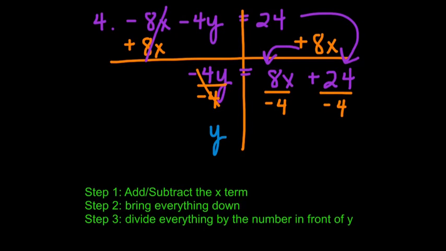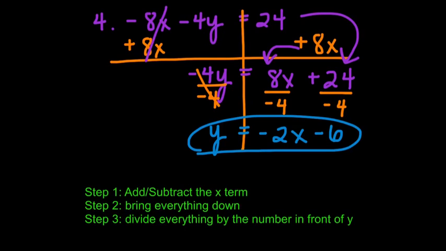So we have y equals 8 divided by negative 4. That's going to give me a negative 2x. And then 24 divided by negative 4 is going to give me a negative 6. So final answer here, we would have y equals negative 2x minus 6.